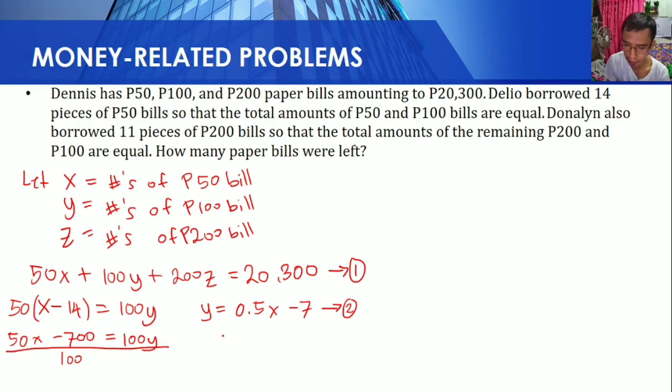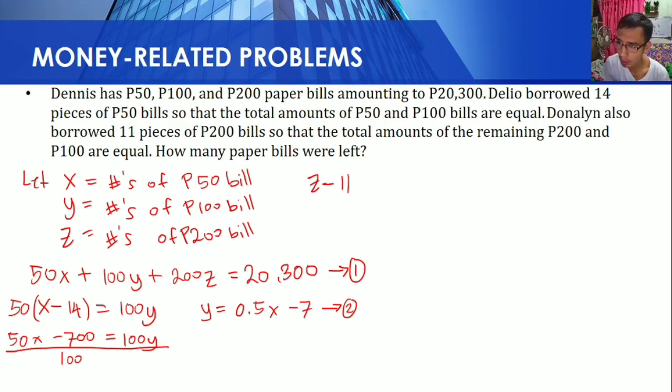And then sabi niya doon, Donalyn also borrowed 11 pieces of 200 peso bill so that the total amounts of the remaining 200 and 100 are equal. So may humiram ulit kay Dennis. So doon naman sa 200 peso bill. So ilan yung sa 200 peso bill niya? That's z. So nabawasan ng 11 pieces yung number of 200 peso bill niya. So magma-minus tayo ng 11. So that will be z minus 11.